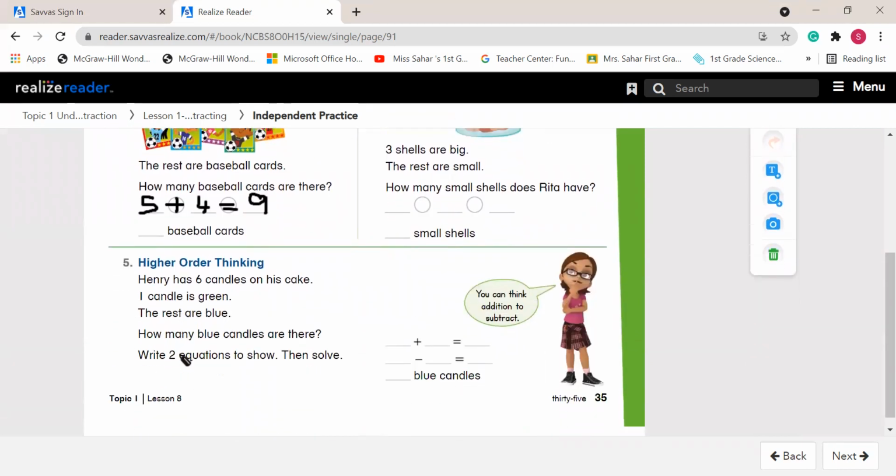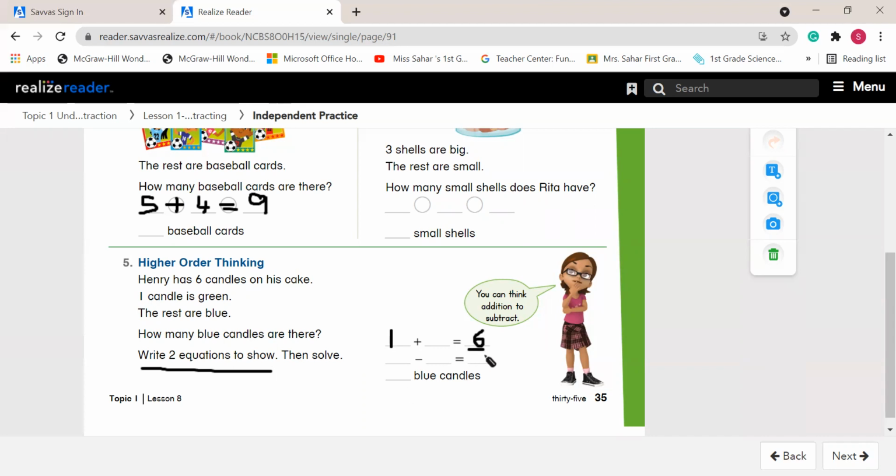All right. Number 5, Henry has 6 candles on his cake. 1 candle is green, the rest are blue. How many blue candles are there? Write the equations to show. Now we need to write 2 ways, one with the addition and one with subtraction. So easy. I know for the addition that the total is 6. I know one of the addends is 1. So 1 plus something equals 6.